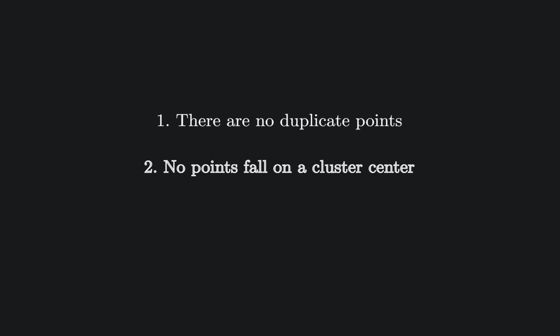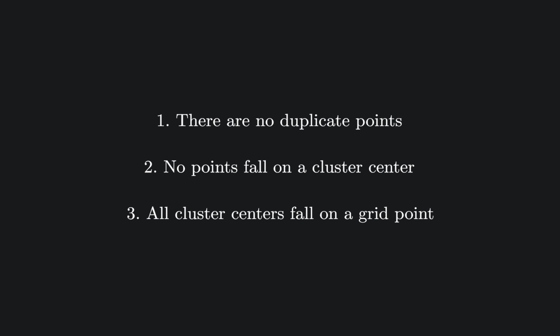Now that we know how to solve the problem, our goal is to change the inputs to the question, in this case, the 12 given data points, such that the question is as close to the original as possible. This means 1, there are no duplicate values, 2, no points fall exactly on a cluster center, and 3, all cluster centers fall on a grid point.